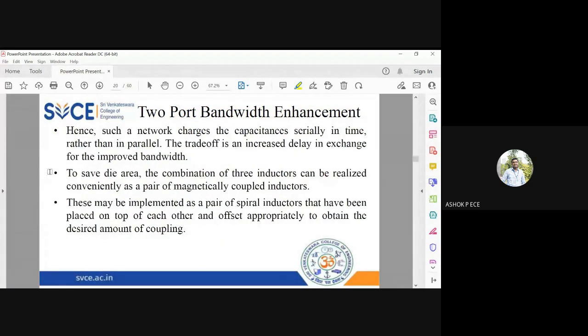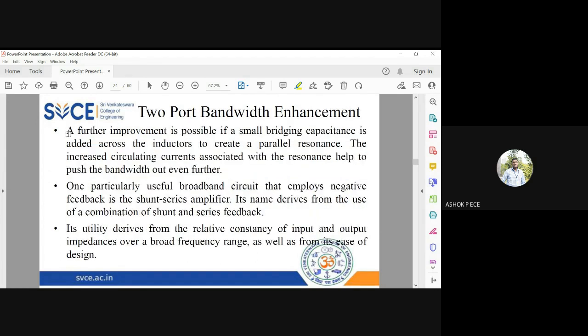To save the die area, the combination of three inductors can be done together. For peaking, I need to have inductors, and we have seen today how inductors are very difficult to fabricate. So I can conveniently fabricate the three inductors together on a single chip. I can use spiral inductors placed on top of each other to produce the necessary inductive effect. And between the inductors you can generate a resonant effect by creating a bridging capacitance.